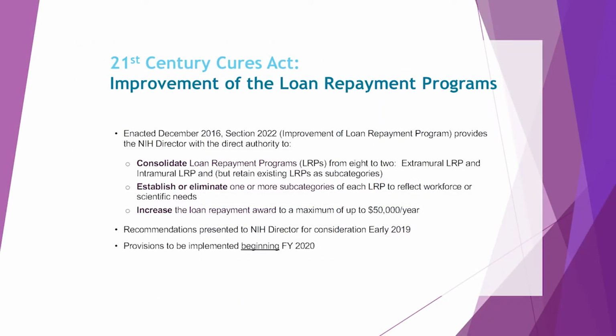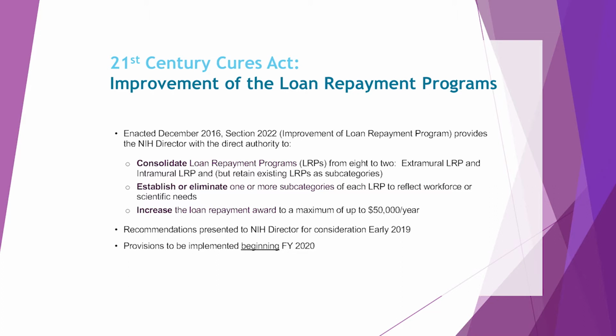In 2016, the 21st Century Cures Act was passed, which provided a section expanding the ability of the director of the National Institutes of Health to make changes to the loan repayment programs that are hosted by the NIH. One of the authorizations given to the director was to consolidate all of the loan repayment programs into 2 main programs: the extramural loan repayment program and the intramural loan repayment program.